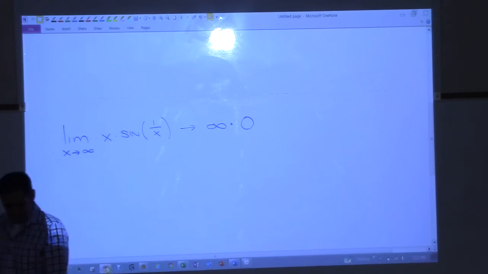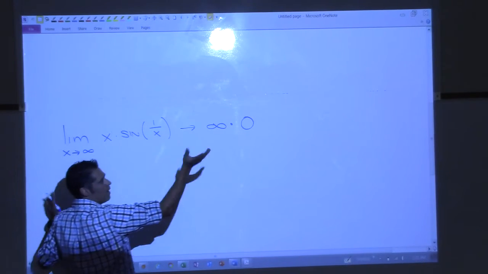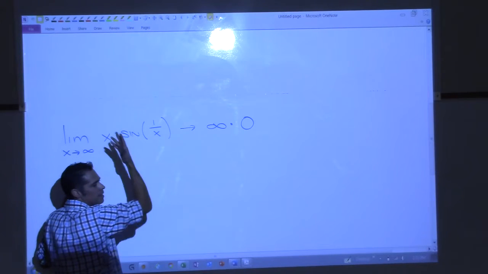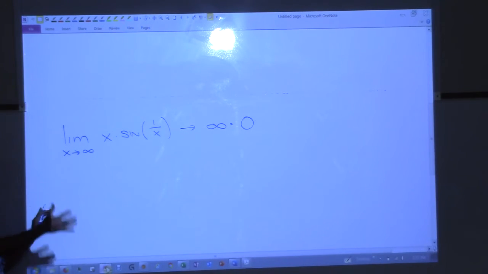Can you use L'Hopital's rule? No. Why not? It's not 0 over 0 or infinity over infinity, right? It's got to be that format to do it. Some people think, oh, L'Hopital, I just do it for everything, and I just take the derivative of each one, and that's it, I'm done. No, you have to have this look like a quotient.